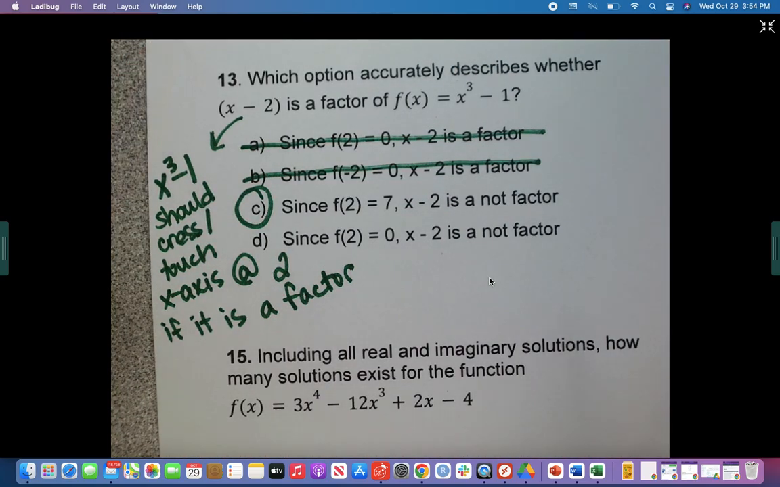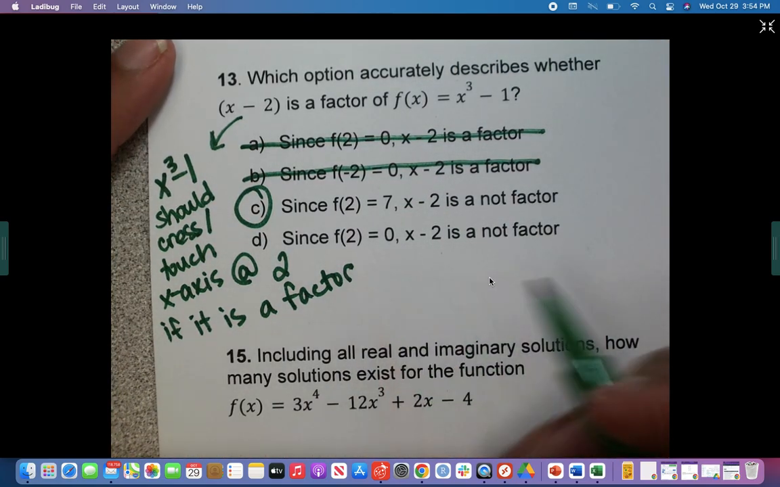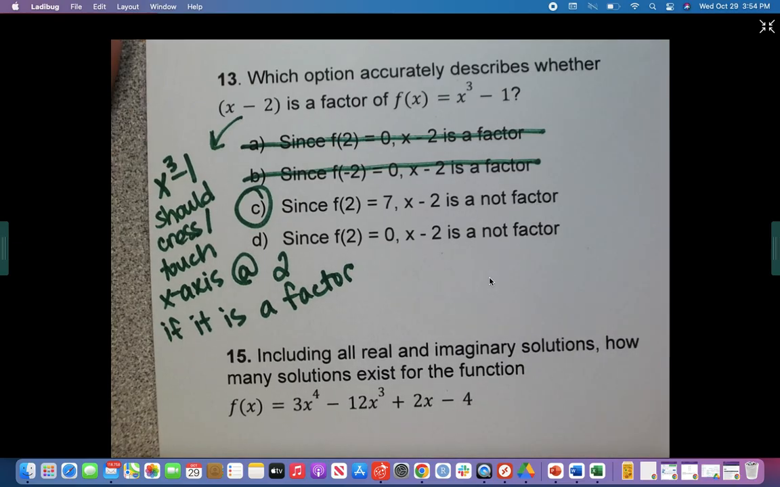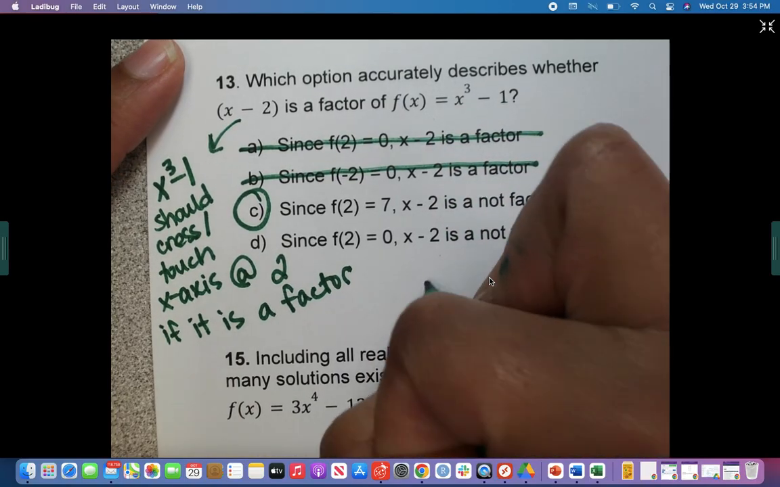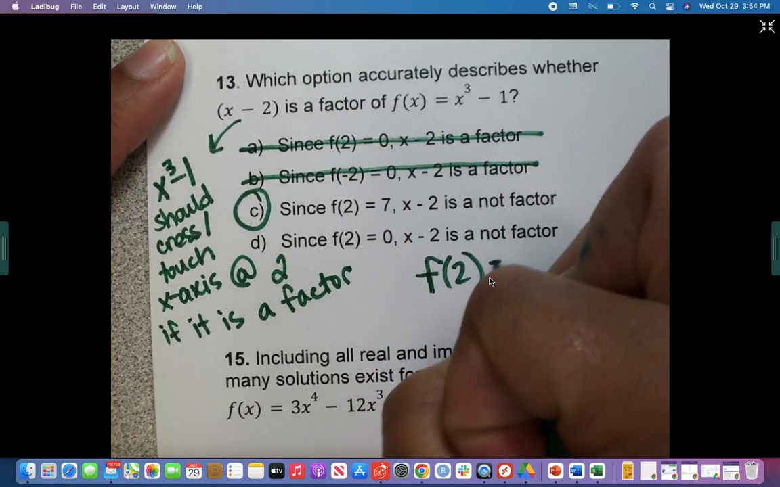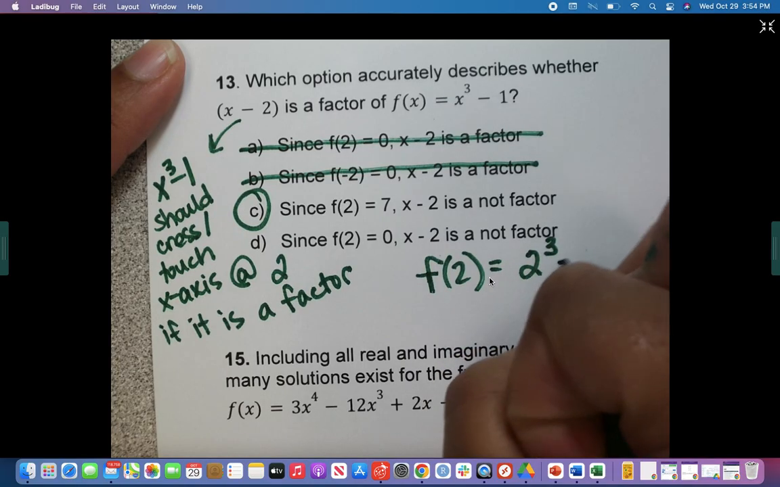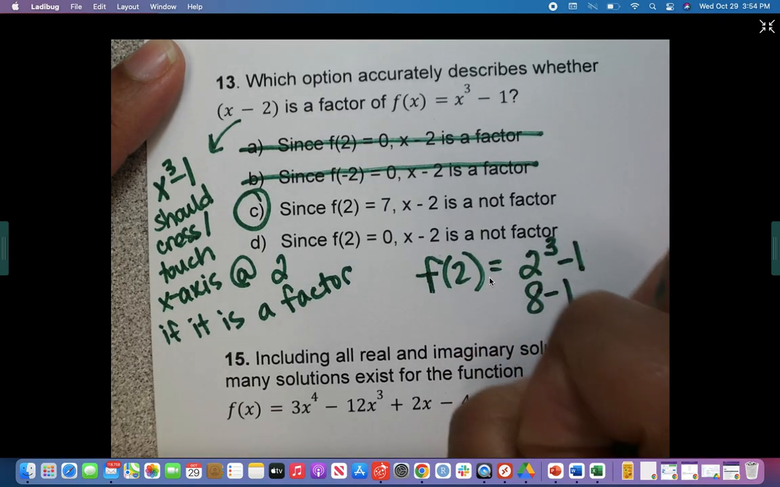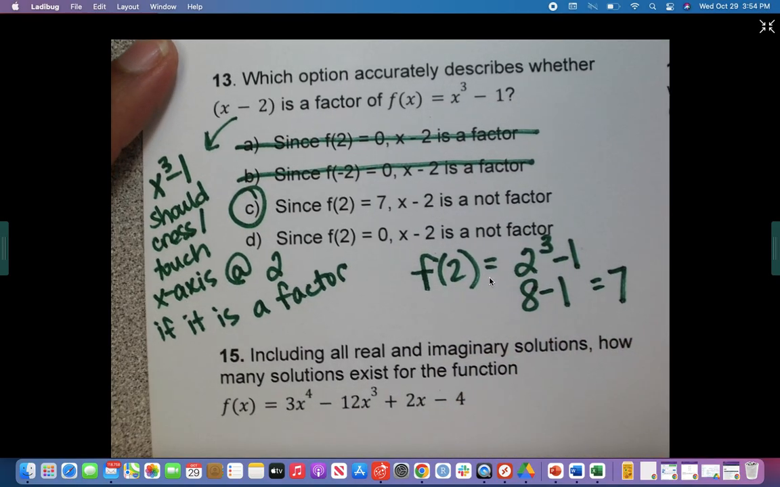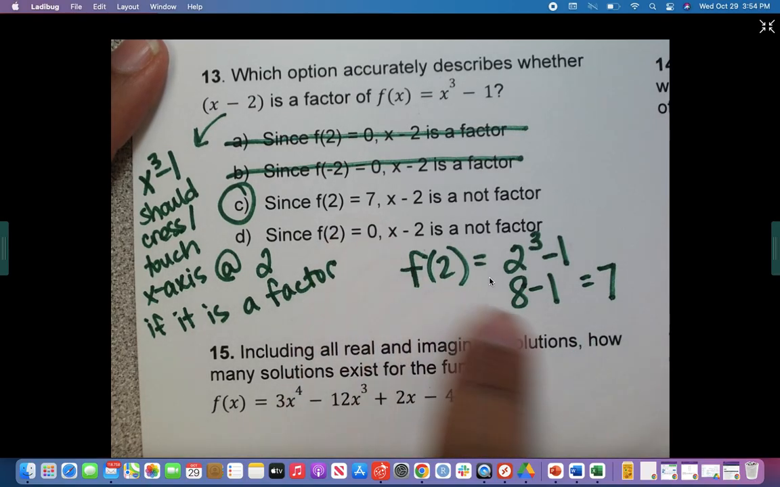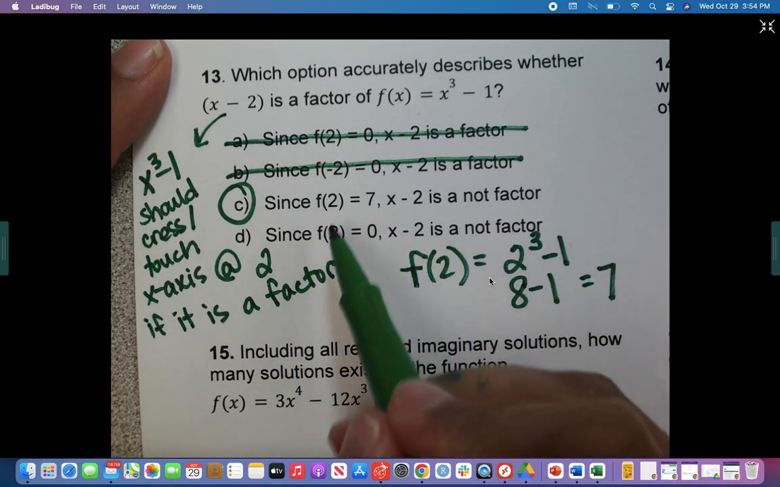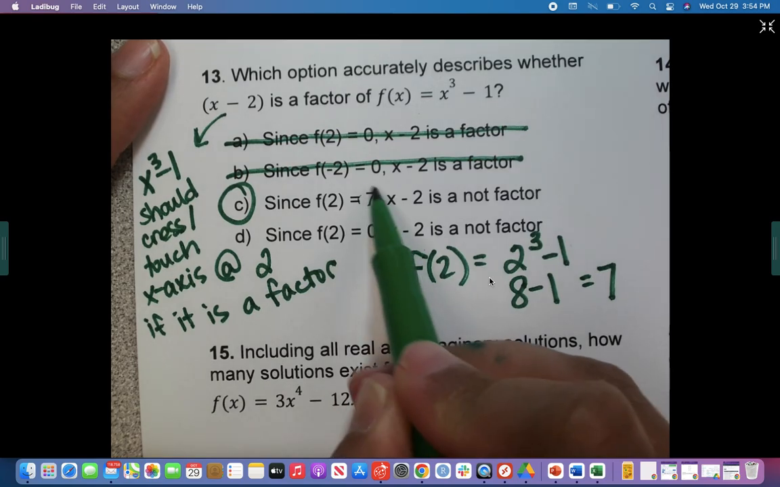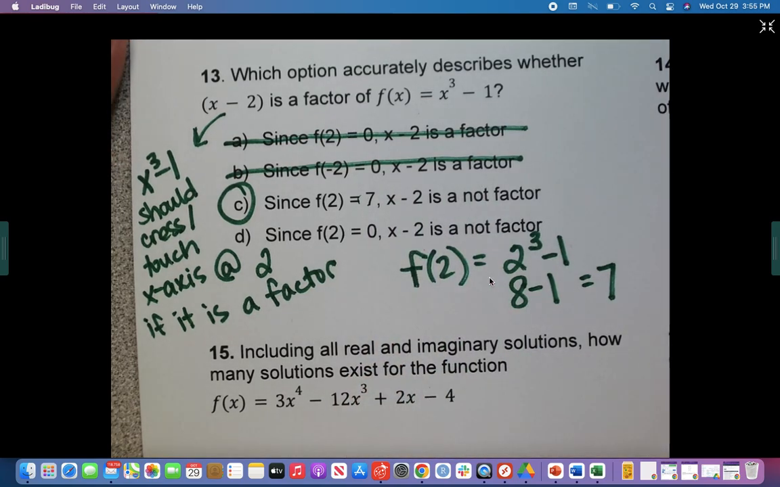Basically, we also could have done remainder theorem. So we want to find what f of 2 is. That would be 2 to the third minus 1, which is 8 minus 1, which is 7. So that's where the 7 is coming from. So f of 2 equals 7, which means it is not a factor. Remember, in order to be a factor, the remainder needs to be 0. If you get anything other than 0, not a factor. So 13 is C.